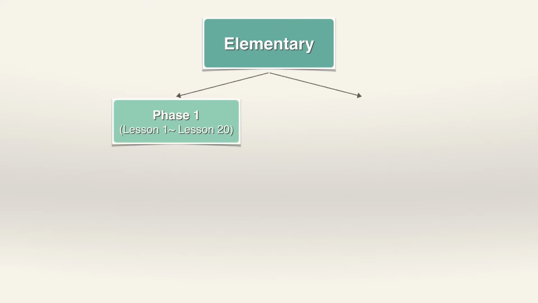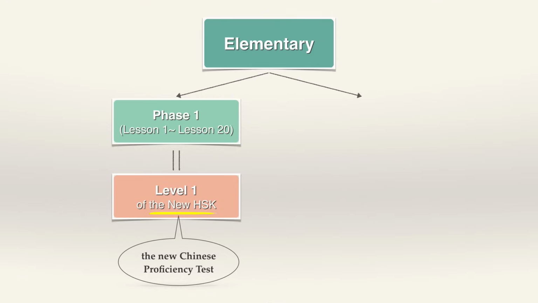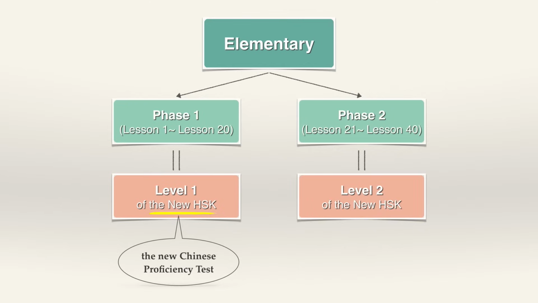In our elementary course, there are two phases. The first one is from Lesson 1 to Lesson 20. Your Chinese level will be equal to the first level of the new HSK when you finish. The new HSK refers to the new Chinese proficiency test, which is China's only standardized test of standard Chinese language proficiency for non-native speakers. The second one is from Lesson 21 to Lesson 40. When you finish, your Chinese level will be equal to the second level of the new HSK. Well, there are six levels in the new HSK.